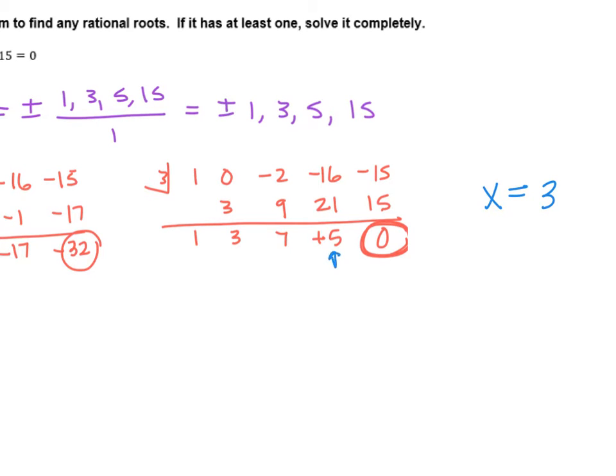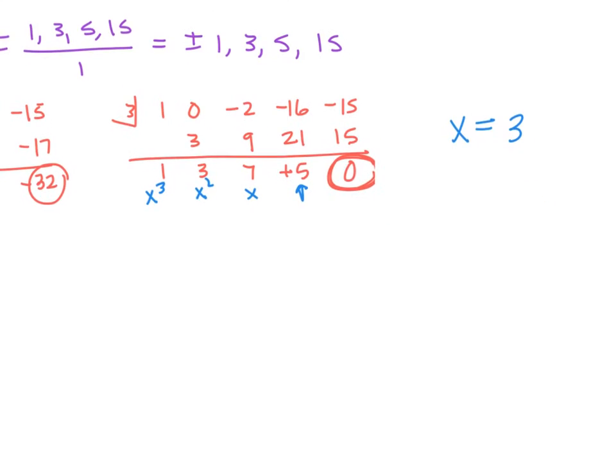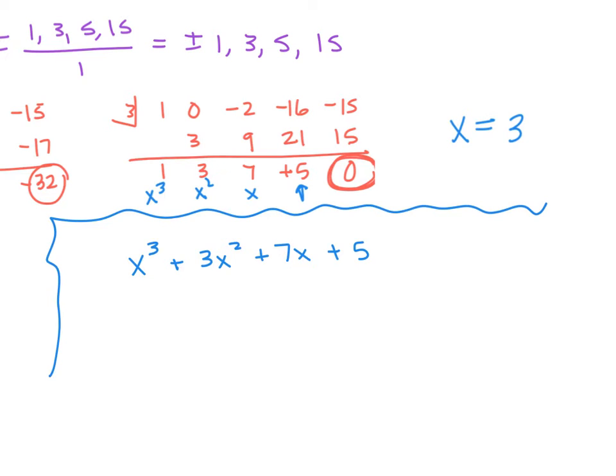So, here's our constant, here's our x squared, and here's our x cubed. The issue here is that our remaining polynomial, when we divide it by that 3, is x cubed plus 3x squared plus 7x plus 5. That is not a quadratic, so we can't use the quadratic formula. We can't factor and solve.